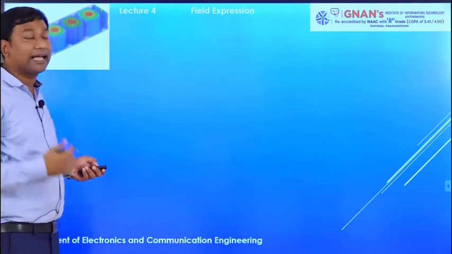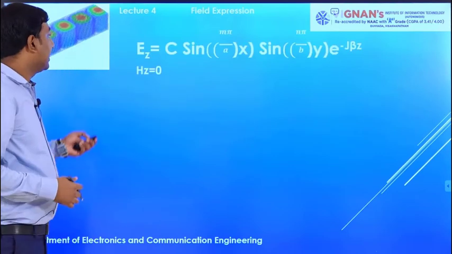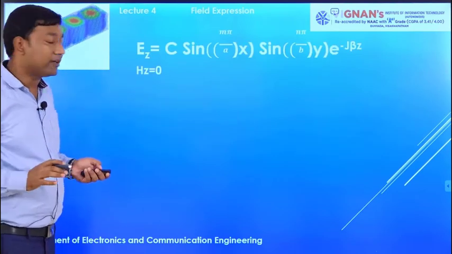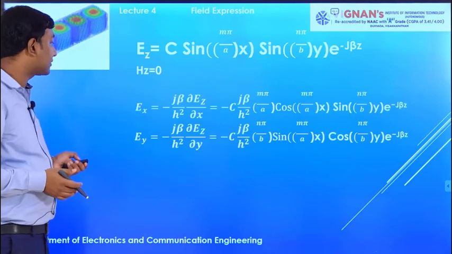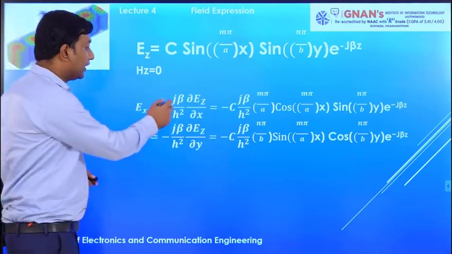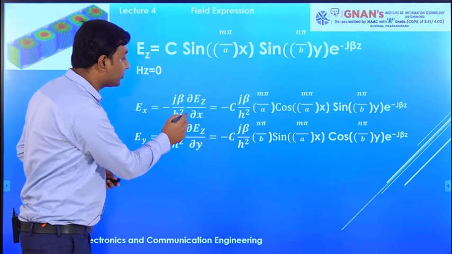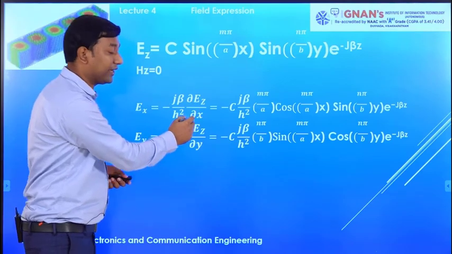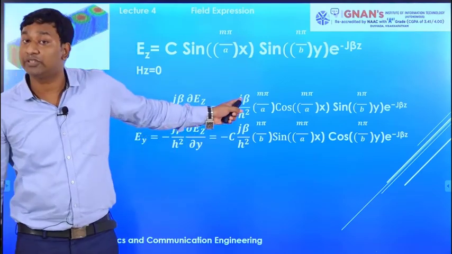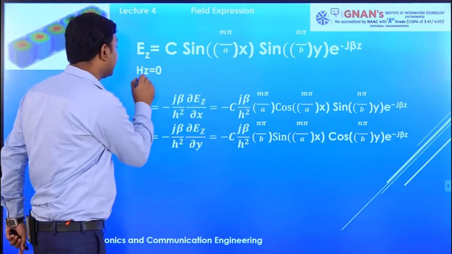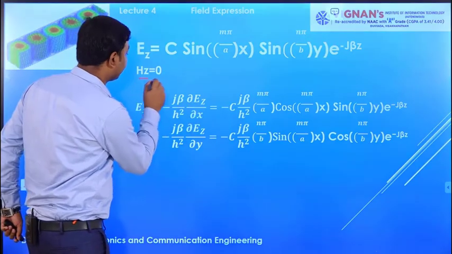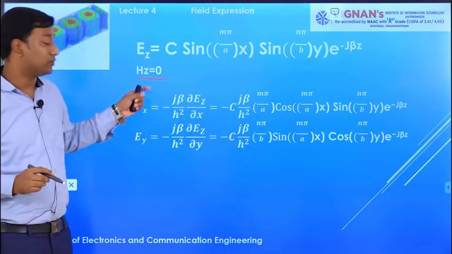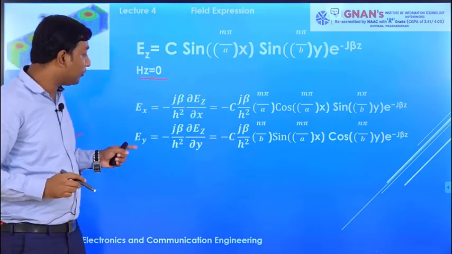Now coming to the other field expressions, we already found that Ez is this one and Hz is 0. Now coming to Ex, Ex equals minus j beta divided by k c square times dou Ez by dou x. Here the Hz component is also there, but because Hz equals 0, we are not considering the Hz component. So we are finding Ex and Ey.